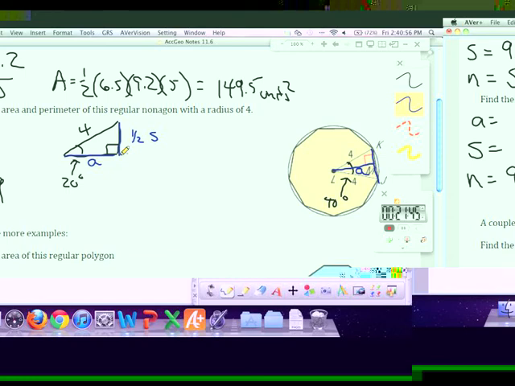So the apothem length is going to be a decimal approximation here. 4 times cosine of 20 degrees, and what did we get? No, I did it wrong. 3.75. Approximately 3.75.